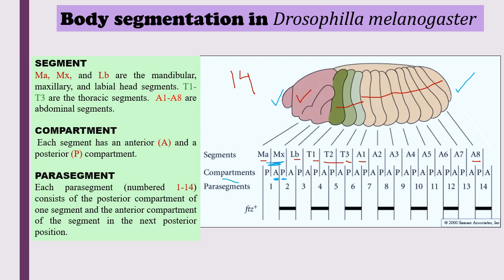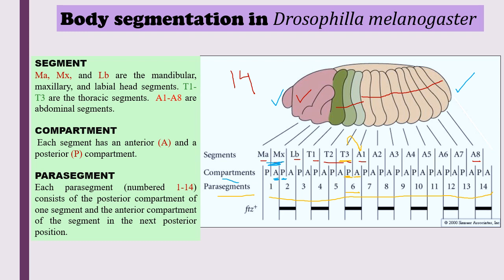Now coming to parasegments. The Drosophila body has been divided into 14 parasegments, in which each parasegment contains one half of one segment and another half of the adjacent segment in the next posterior position. So for example, if we are talking about the T3 segment, the adjacent segment for T3 in the posterior position will be A1. So for parasegment formation, one half of T3 and another half of A1 will form one parasegment.